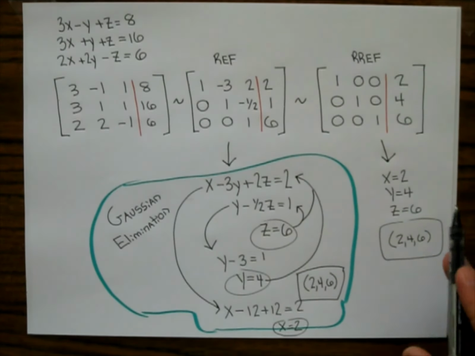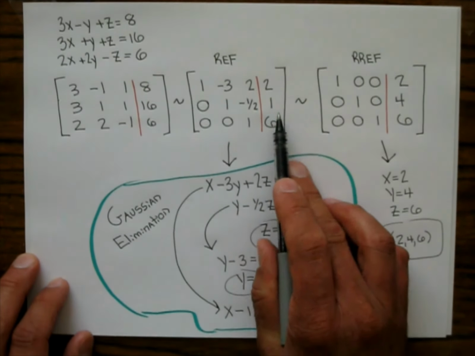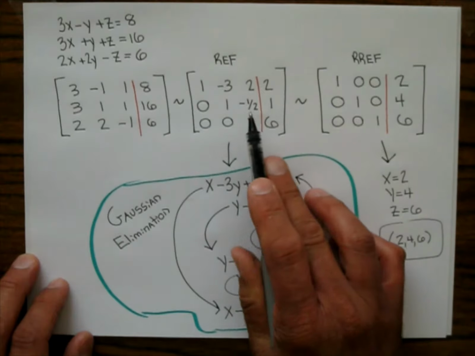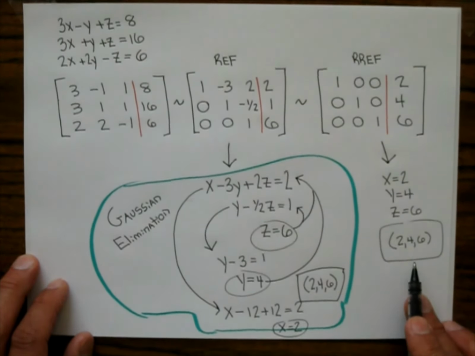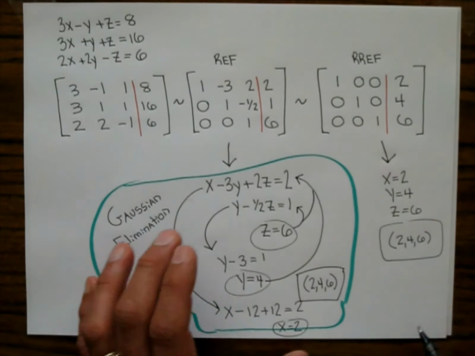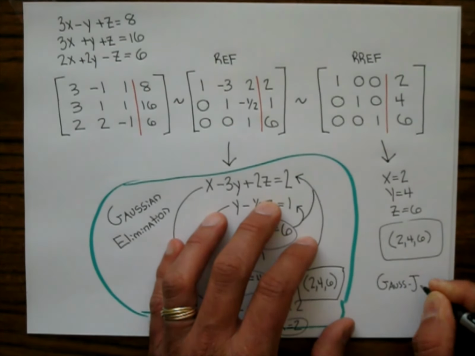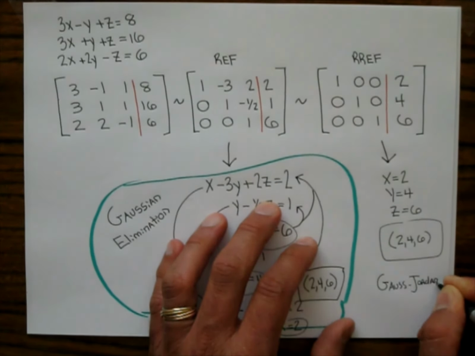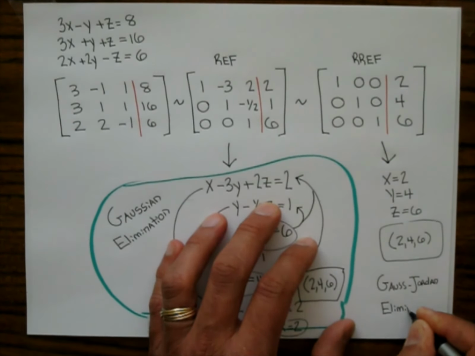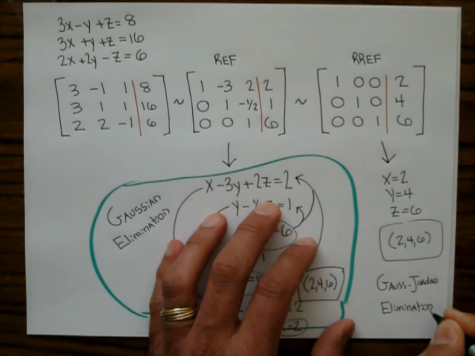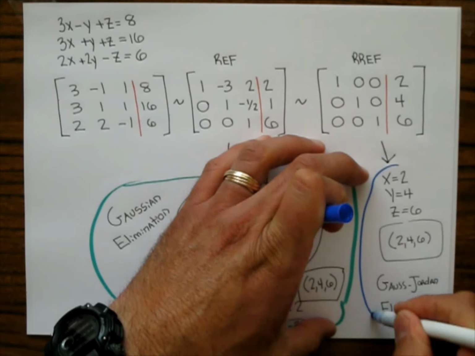Okay. That actually was easier to do at the end, but in terms of work, the work was done going from REF to RREF. This method also has a name. It's called the Gauss-Jordan elimination method. So when we do Gauss-Jordan elimination, I'll circle this one in blue.